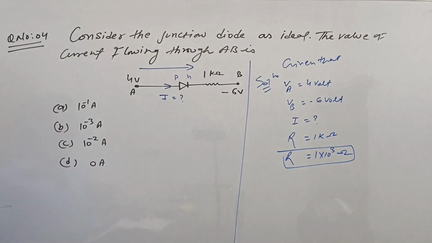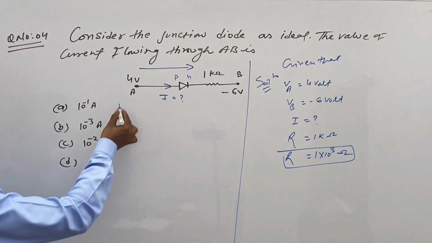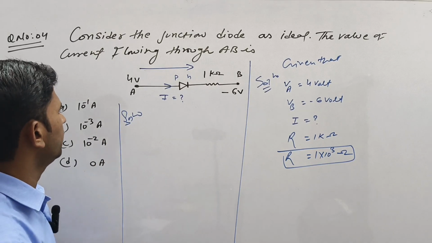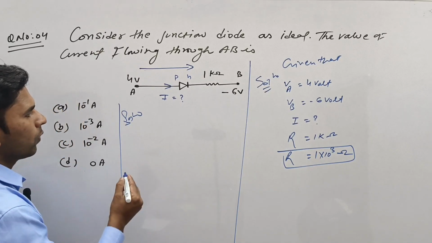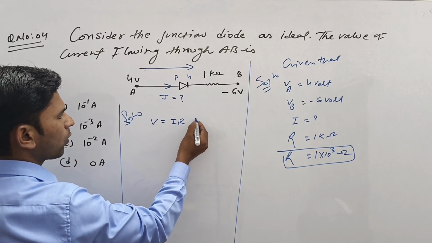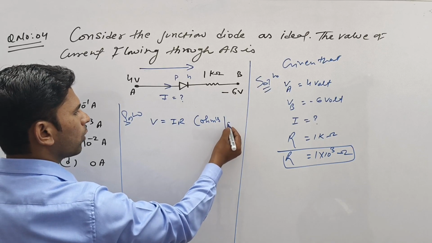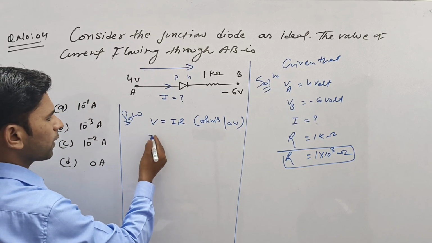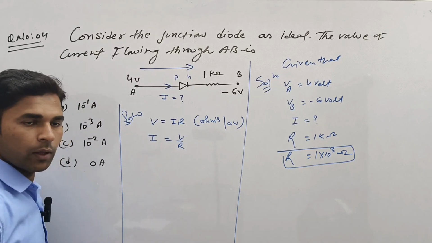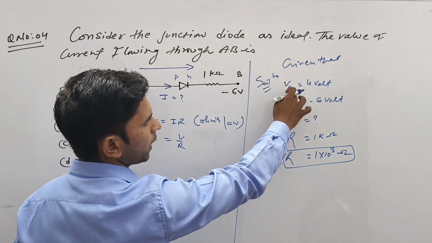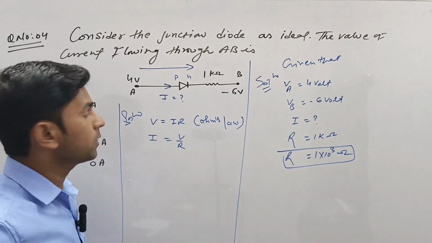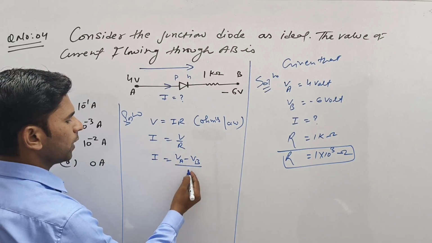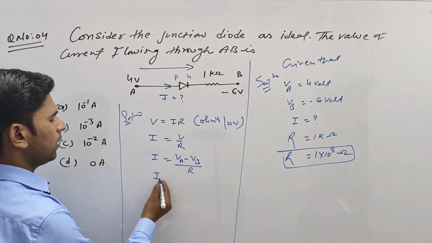So we need to find the value of current. To find the current, how can we apply the formula? You know very well, V is equal to IR according to Ohm's law. Now we need to find current, so I is equal to V upon R. But here we have two voltages, VA and VB. So you can write I is equal to VA minus VB divided by R. Now you can put in the values.